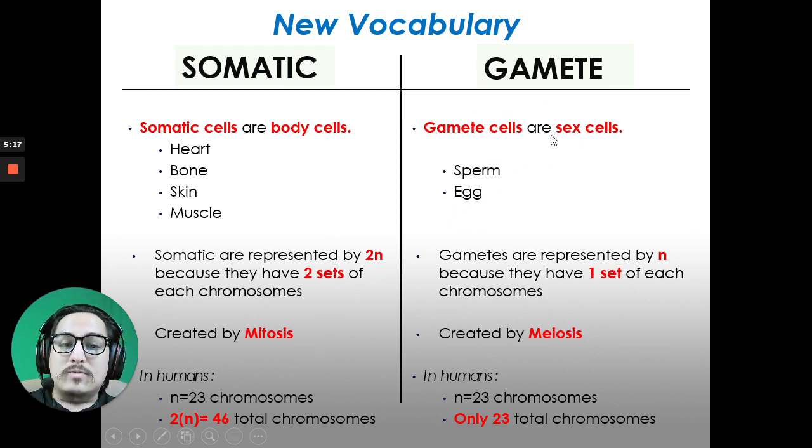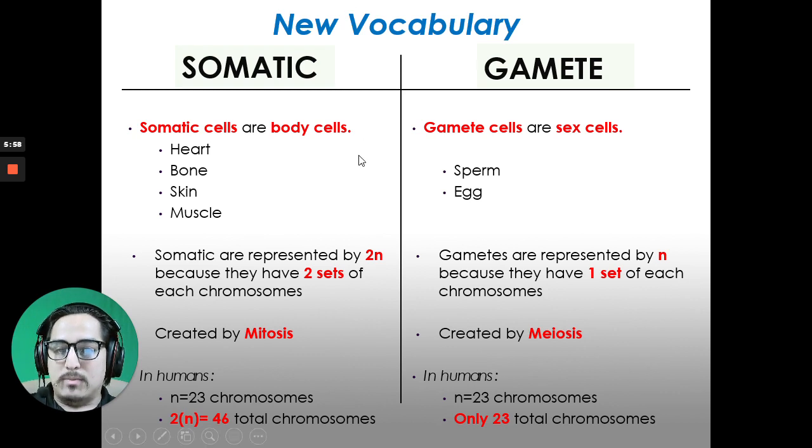So the difference between a somatic cell and a gamete is that gametes have half. Gametes are represented by the letter N because they only have one set of each chromosome. These are the cells that are created by meiosis. So in humans, N equals 23, right? I gave you that information earlier. So that means a sperm cell is going to have only 23 because it only has N. But the rest of my body is going to have 2N, which is 46.